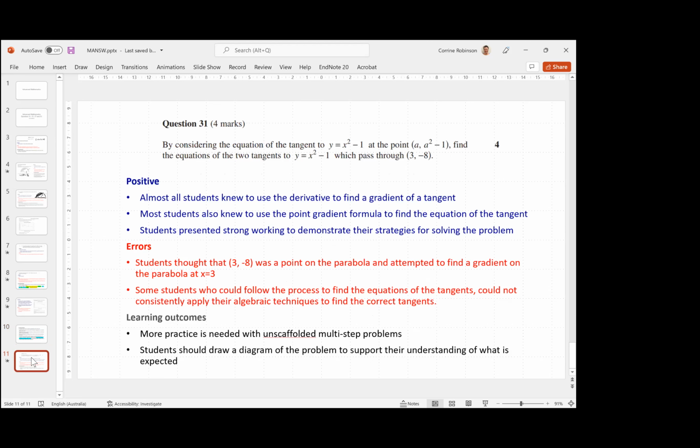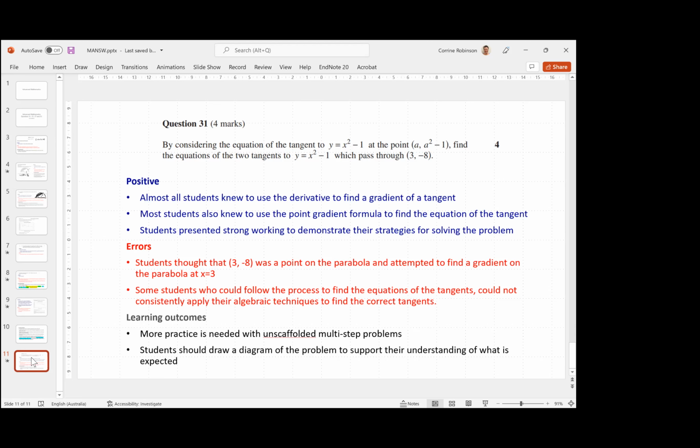All right, and then question 31. This was a really lovely question. I enjoyed marking this one. It's a harder problem for the students to work through. On the positive side, almost all students knew to use the derivative to find the gradient of a tangent, and they started there. Most students also knew to use the point gradient formula from that to find the equation of the tangent.